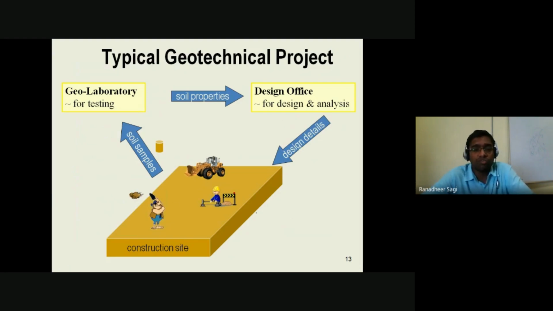Okay, so first what we need to do is go to the construction site where you want to take up the construction, and understand the properties of the ground that exists there. For understanding those properties, you can either carry out some lab tests, or you can carry out what are called field tests directly in the field itself to determine the various properties of the soil.